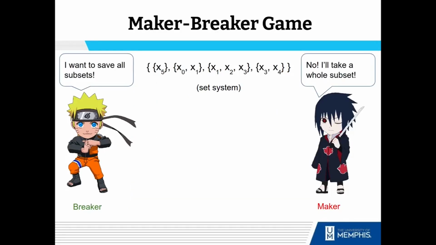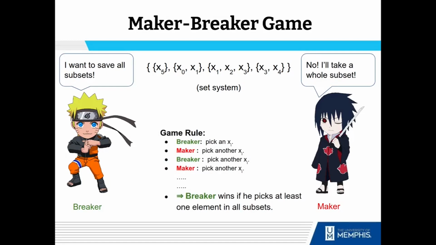All right. So, now we are going to see the maker breaker game, the title of this paper. The problem definitions are slightly different, but they are very related and very similar. We have two players similarly, maker and breaker, breaker on the left, maker on the right. And we have a set system, which is a set of subsets. Breaker wants to save all the subsets, and maker wants to take a whole subset. So, that is the rule of this game.